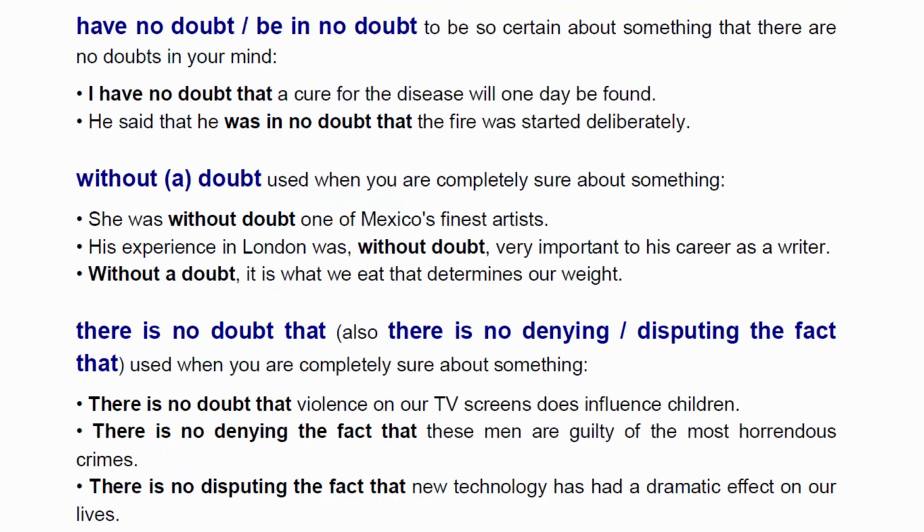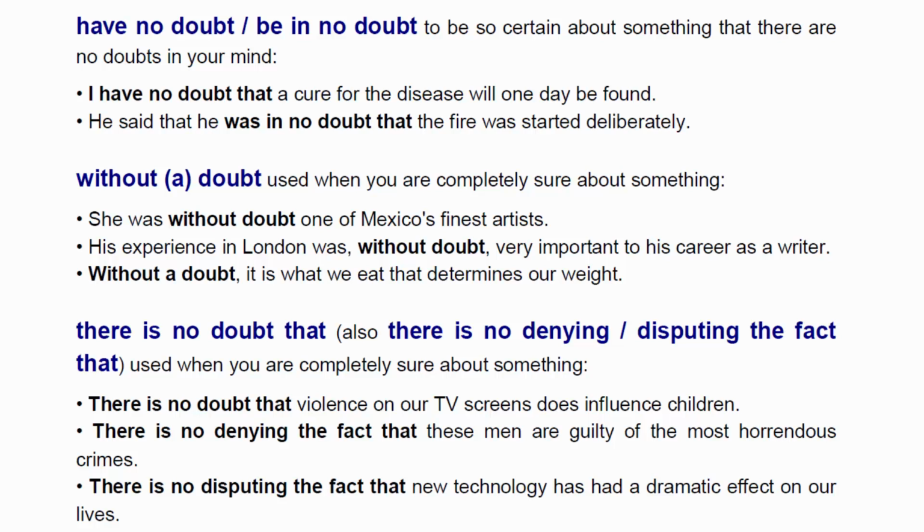Let's go on. Have no doubt. Have no doubt or be in no doubt means to be so certain about something that there are no doubts in your mind. For example, I have no doubt that a cure for the disease will one day be found. He said that he was in no doubt that the fire was started deliberately. Okay? Next, without doubt. Without a doubt, or usually we use without doubt, used when you are completely sure about something.